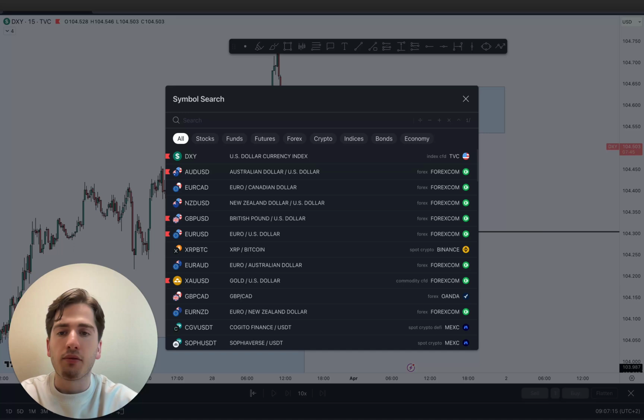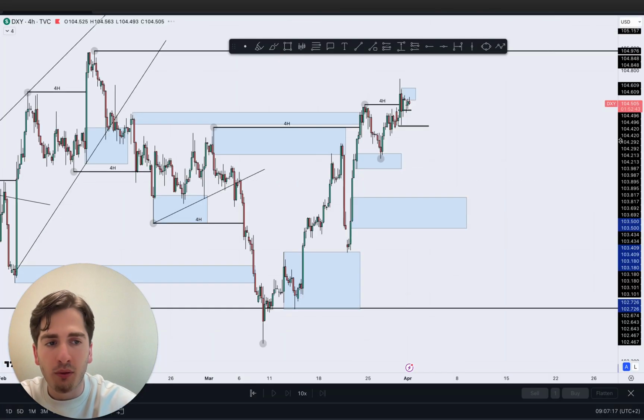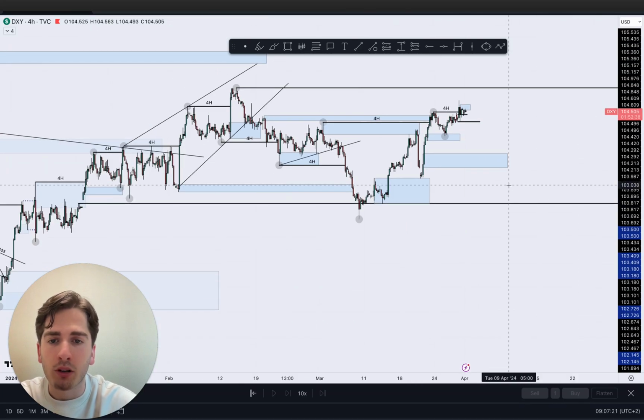That's pretty much it for the dollar index, but you guys know what we're looking for on the 4-hour: continuation towards 105 there at the top, in line with the overall market structure.